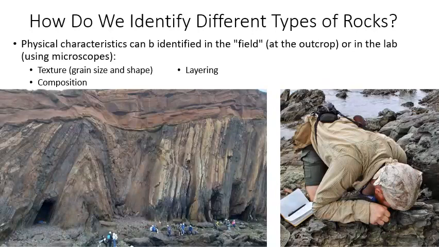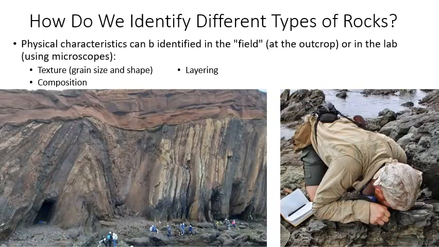It does not mean roughness or smoothness of grains. There's composition, which means the mineralogical composition, or the chemical composition if you're in the lab. And then there's layering. There are different types of layering in igneous, sedimentary, and metamorphic rocks, and we'll discuss each type of layering for each of them as we discuss the rocks in each chapter.